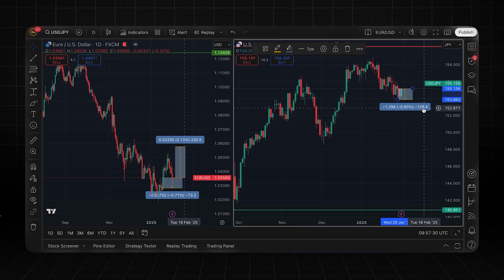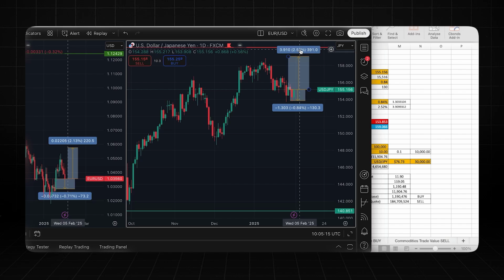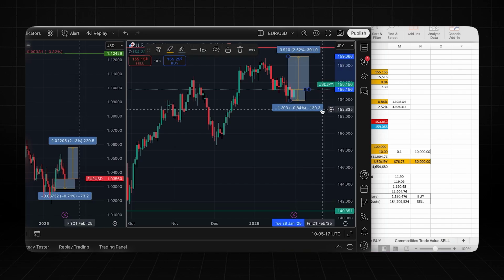So basically bang on the money. Now, as we're using a 3-to-1 risk to reward, our take profit needs to be 3 times as much. So 2.52% is our take profit price. Now, if we go over here and we type and we get the measurement to 2.52%, the stop loss price and the take profit price needs to be 159,066.